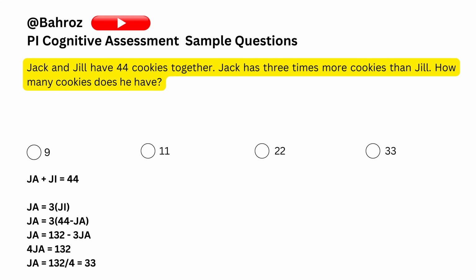How many cookies does he have? Which means how many cookies does Jack have if he has 3 times of Jill? So here in the equation, we remove Jill and we replace it with (44 minus J) into 3. So 3 into (44 minus J) is 132 minus 3J. We take 3J on the other side and it becomes 4J equals 132. 132 divided by 4 equals 33. So 33 is our answer.